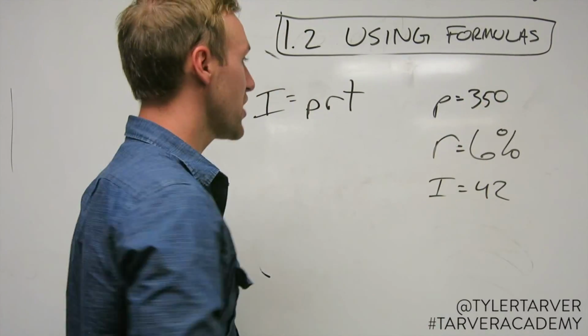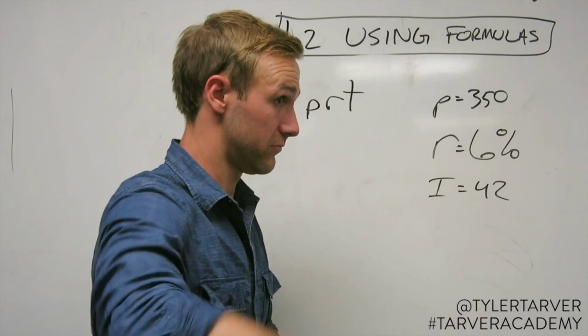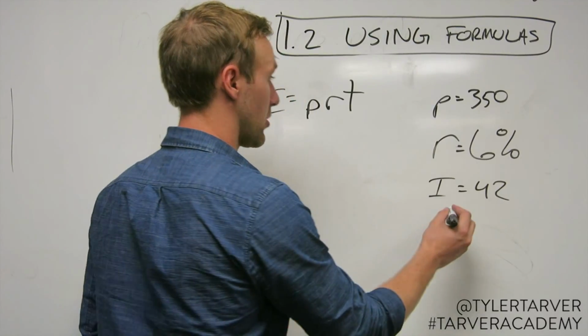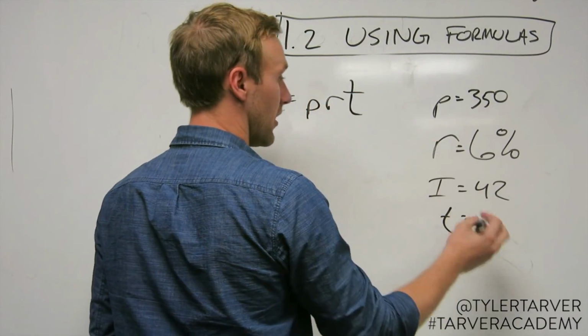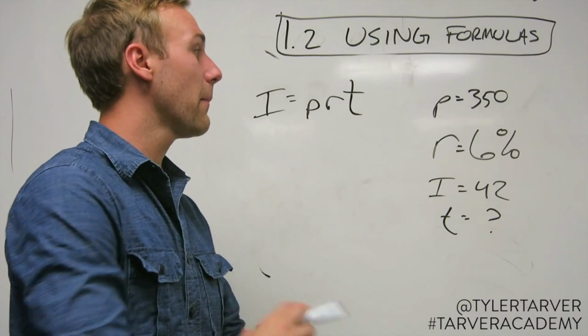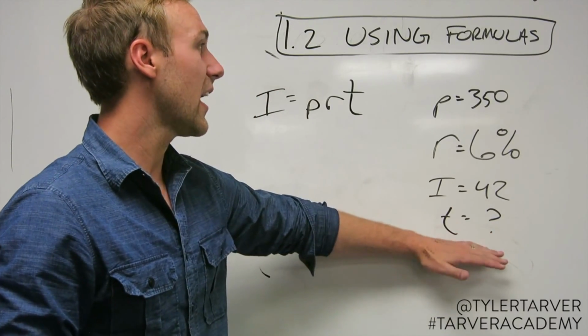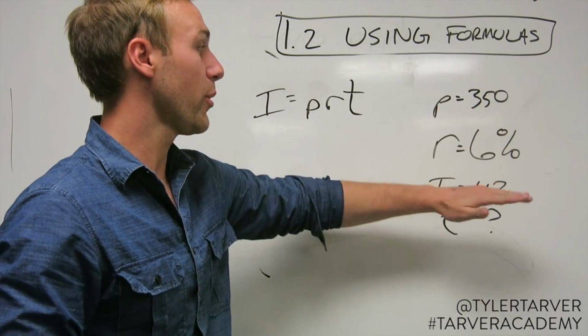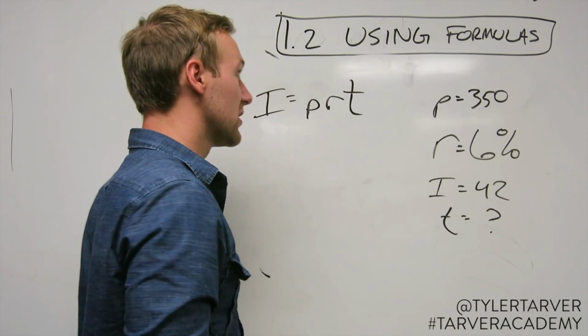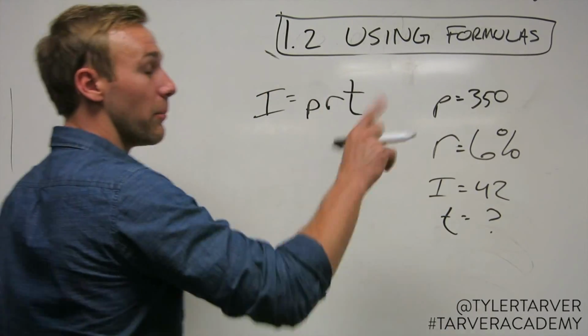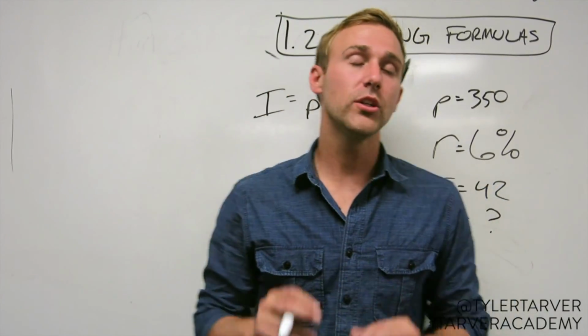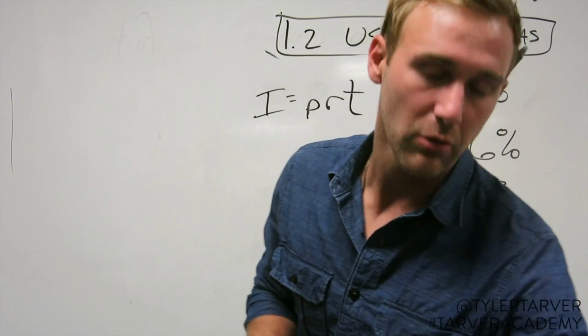I've got some information here. What do I not have? T. That's correct. My T I don't have, that's what we've got to find out. We want to find out how much time we have to have our principal in there before we can earn this much money. So let's find out. Remember my phrase? Plug in what you know to find what you don't know.